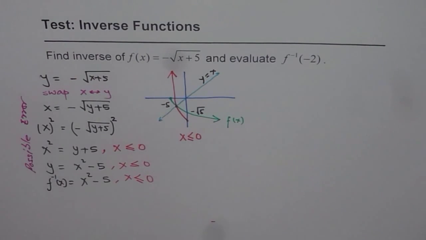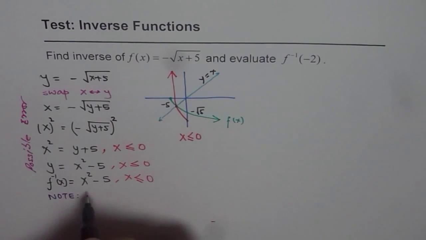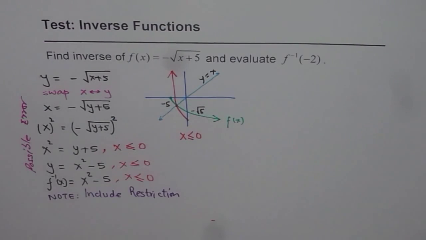So that's one way to avoid the mistake. I hope that makes things very clear, right? So an important note here is: include restriction. Whenever you're solving radical equations, there are restrictions, so you have to include those restrictions.